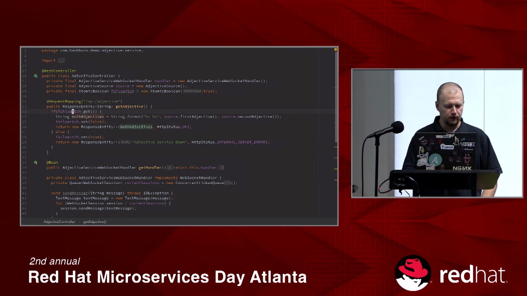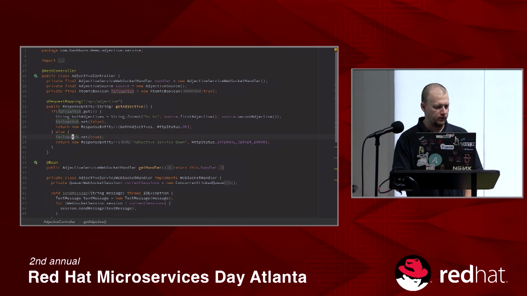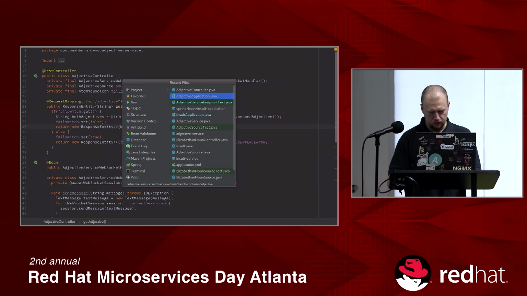And here I've got a fail switch that's going to switch off back and forth every time it gets called. Now here we're returning a response entity. That's going to contain the string as well as the HTTP status for that particular call. So let's see. All right, let's take a look at a couple more things before we go over to start to run this.